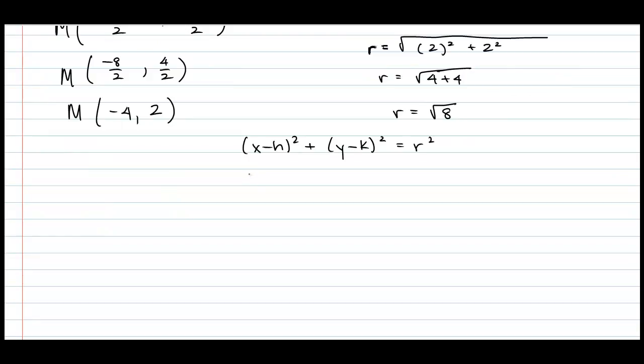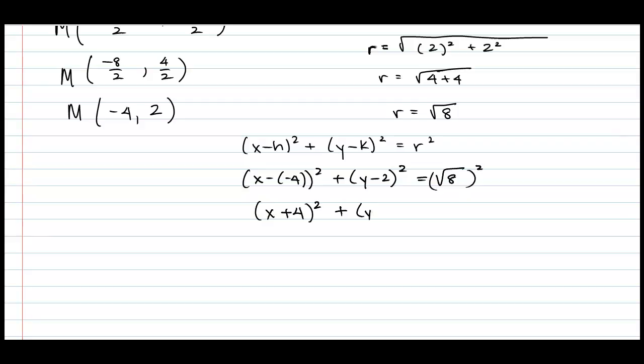The equation of our circle is going to be x minus negative 4 squared plus y minus 2 squared is equal to the square root of 8 squared. Simplified, x plus 4 squared plus y minus 2 squared is equal to 8.